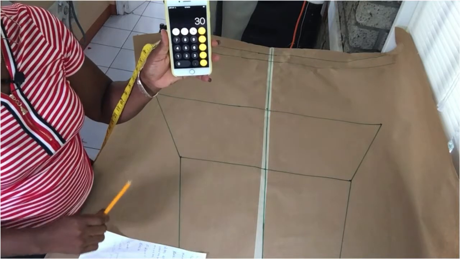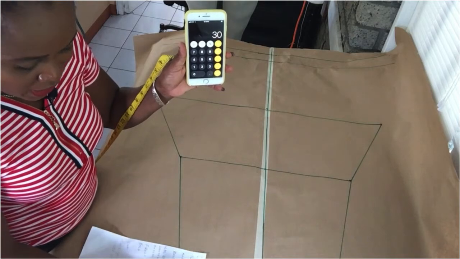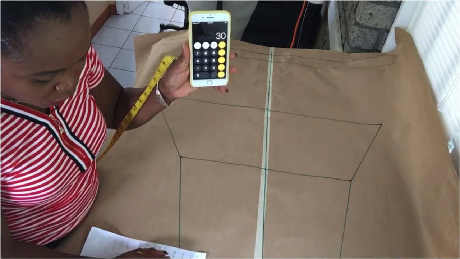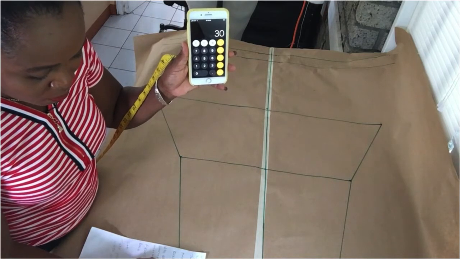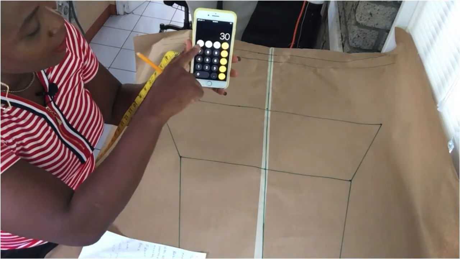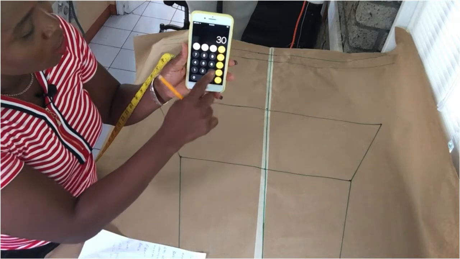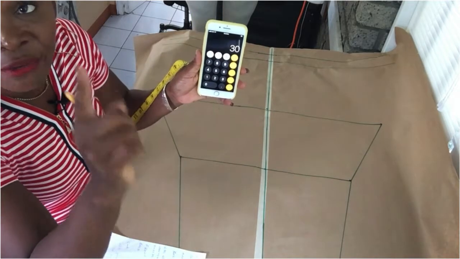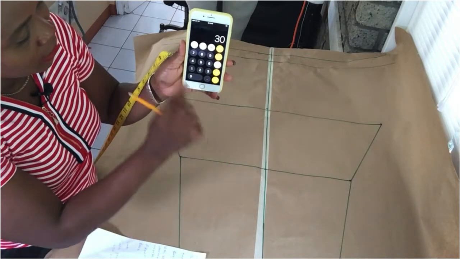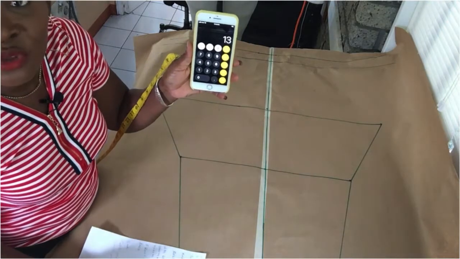Now what I want to do is minus half my waist measurement, which I already have here, because my waist is 34 inches, and I divide my waist by 2 and I'm left with 17. So I want to minus half my waist measurement from this 30. We want to minus 17, and I'm left with 13.